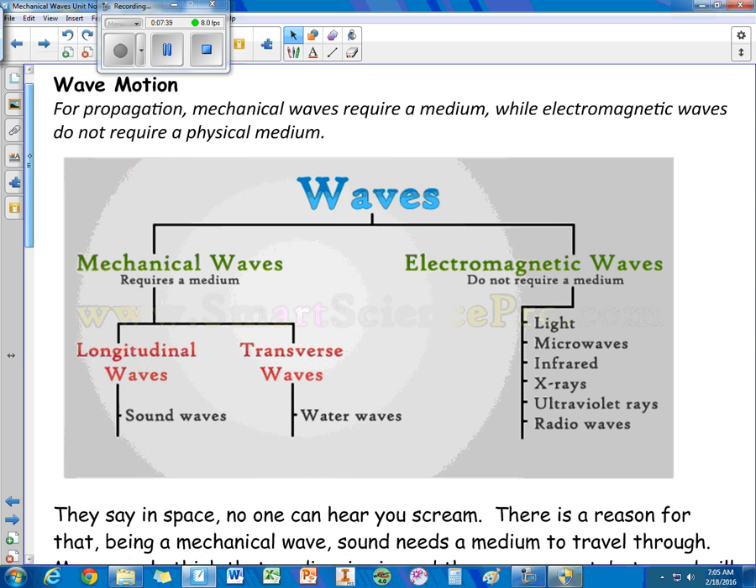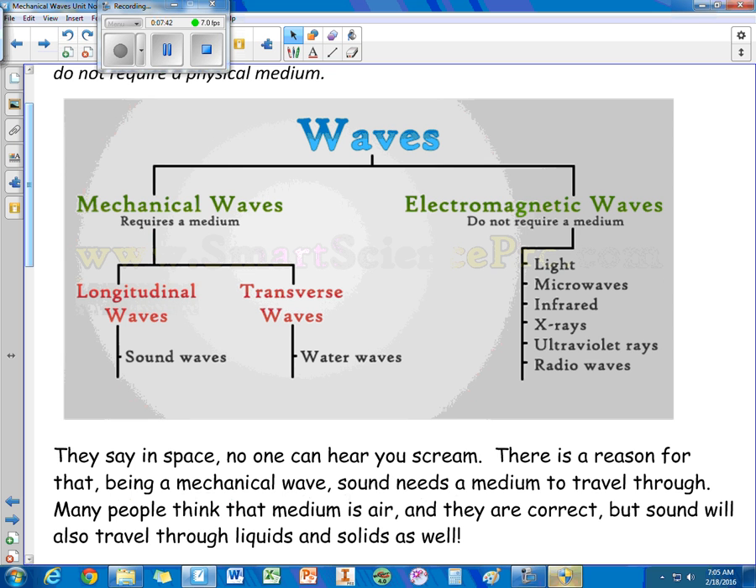So here I have a chart of some examples. We got mechanical waves and electromagnetic. Sometimes these electromagnetic are just called non-mechanical. And some examples of mechanical waves: we got our longitudinal and our transverse. So we got our examples, sound and water. And then the electromagnetic, which do not require a medium. We have visible light, microwave, infrared, X-ray, ultraviolet, radio waves. There's also gamma, which is included there as well.